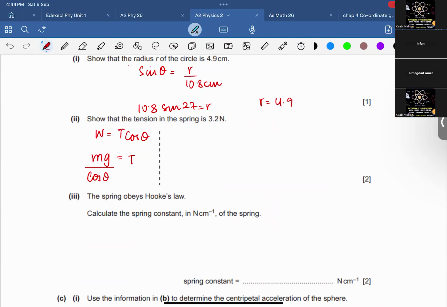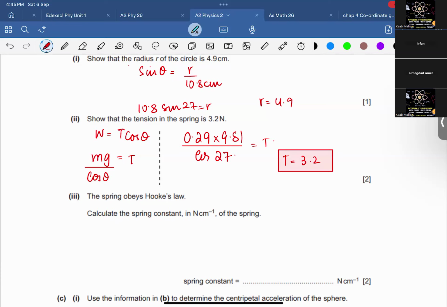What's m? m was 2.29 times 9.81 divided by cos theta, which is 27. Yes, 3.2. So now you have the tension.